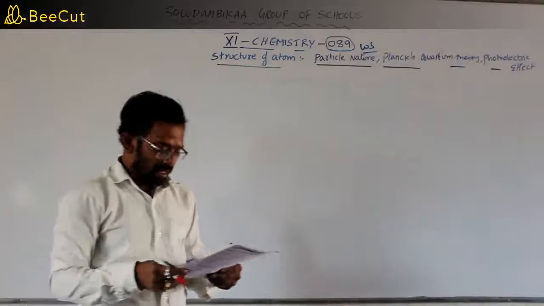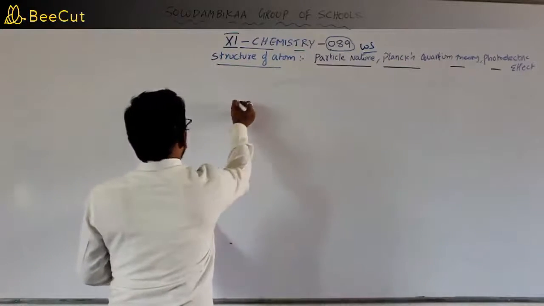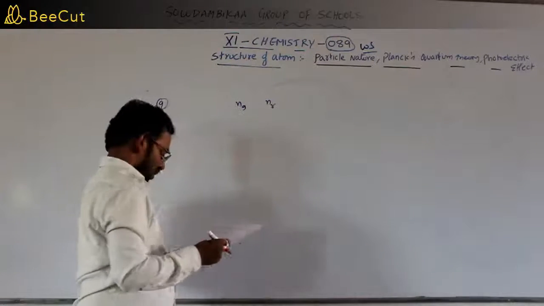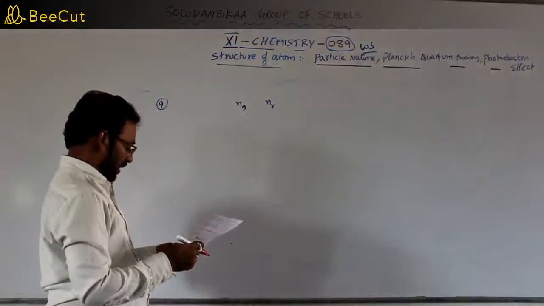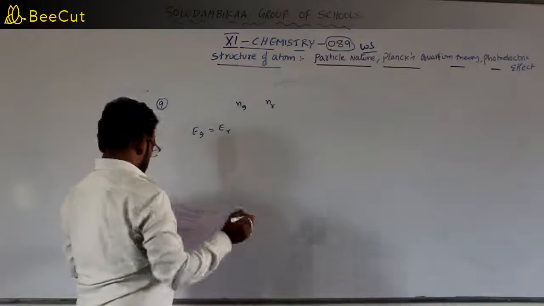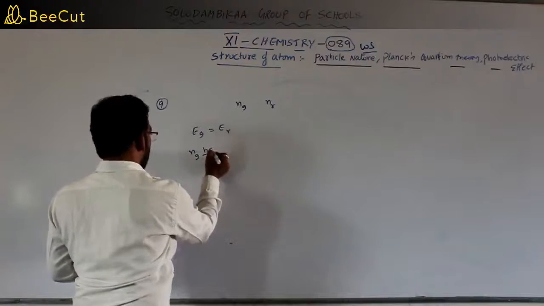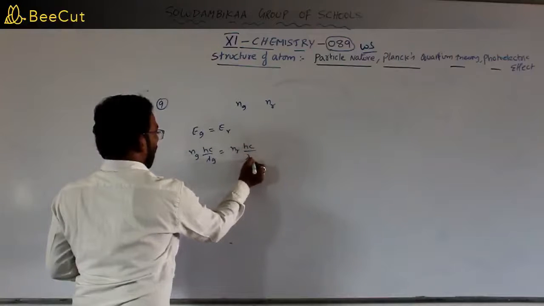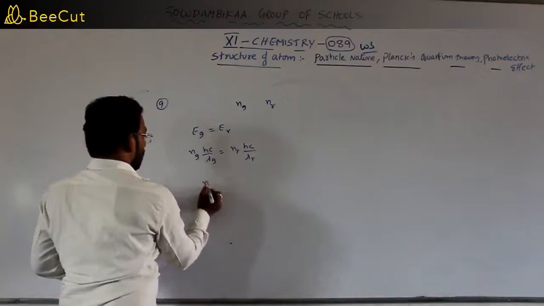Here they have given a green bulb and a red bulb. So the number of photons emitted: Ng for the green bulb, Nr for the red bulb. Now here we know the relation between wavelength and number of photons emitted. So the energy of green is equal to the energy of red. Number of photons emitted times hc by lambda, we know that. Ng hc by lambda g we can write, and Nr hc by lambda r we write.